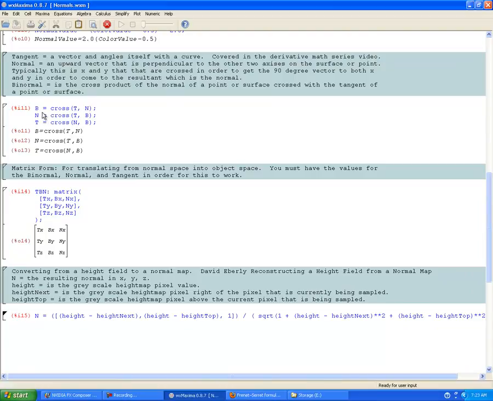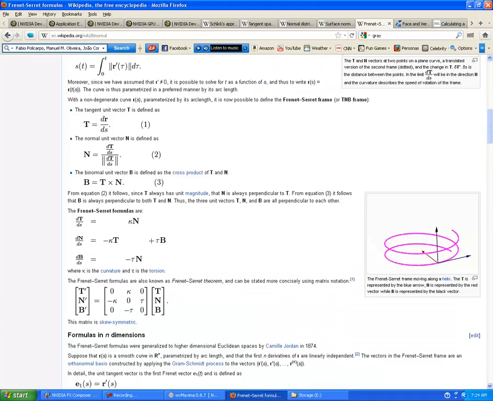So B here is our binormal, and we're saying our binormal is the cross of tangent with our normal. So if you cross your tangent and your normal vectors, then you get your binormal. And, just as you expect, if you cross your tangent and your binormal vectors, you get your normal. And if you cross your normal and your bitangent vectors, you get your tangent. And this makes total sense. Just think about it. It's fairly straightforward, really.